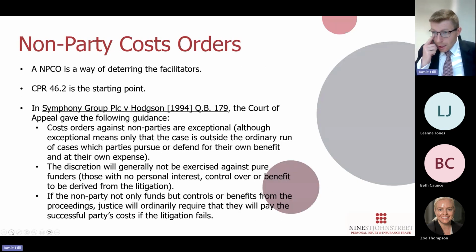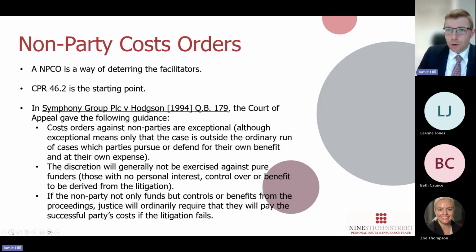There's also non-party costs orders, which again aren't just used in fraud rings. And Zoe's going to come on to talk about some examples of these in a moment. But just by way of an overview, a non-party costs order is a way of deterring or going after facilitators in a fraud ring. And the starting point is 46.2. And we've got Court of Appeal Authority on the screen now, setting out what the general principles are for making a non-party costs order.